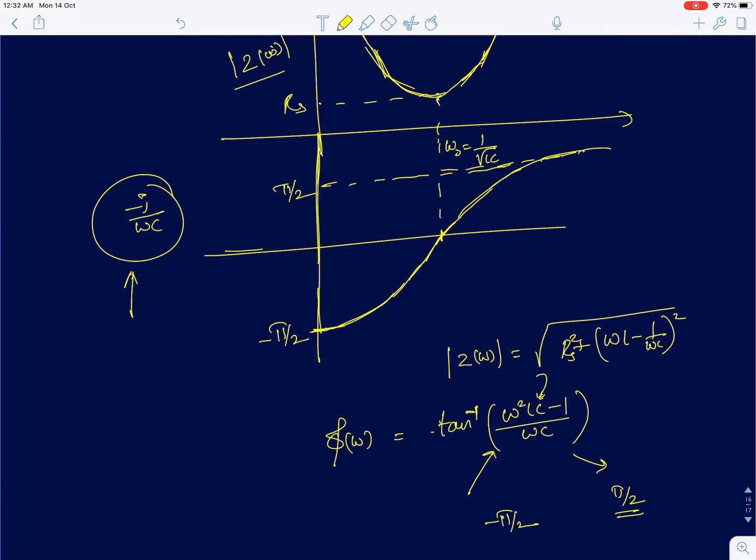So mathematically, it's an inverse tangent function, and you can draw it mathematically this way.